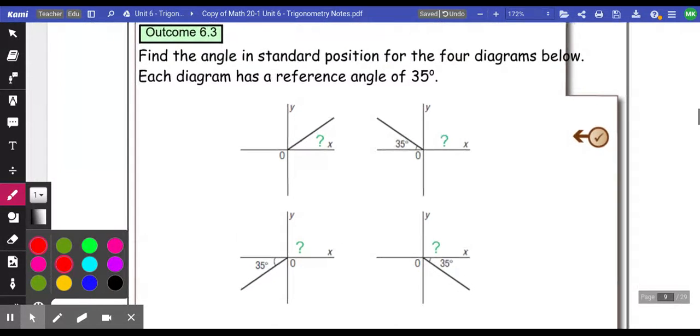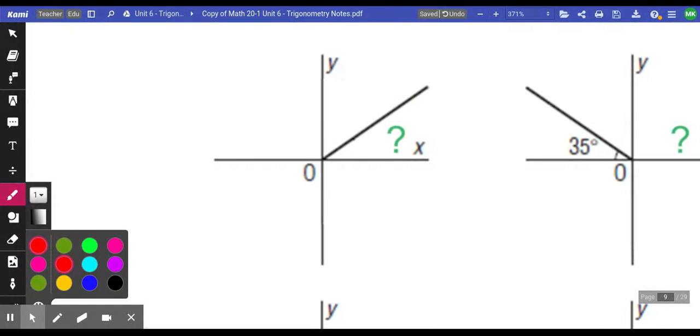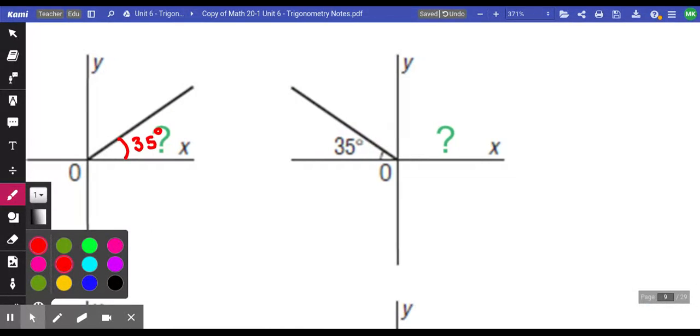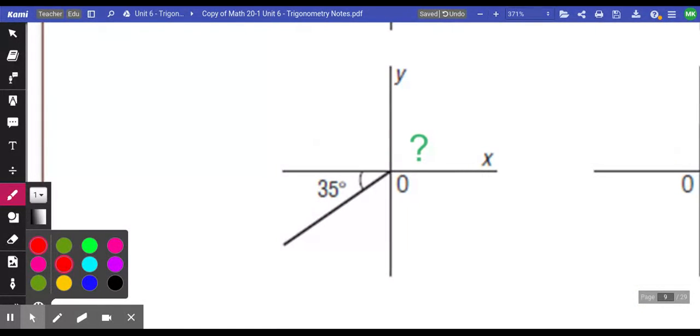Let's look here. Find the standard position angle for the four angles below. Each diagram has a reference angle of 35 degrees. For this one, the reference angle and the standard position angle are the same thing in the first quadrant. They're both 35 degrees. Let's talk about this one right below.